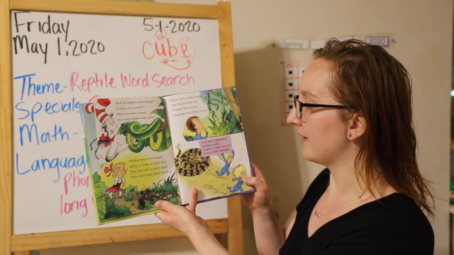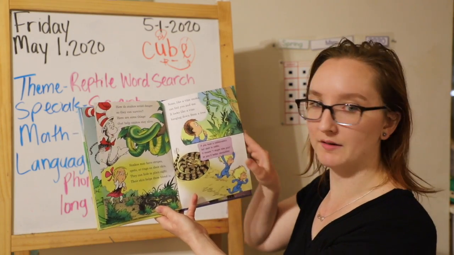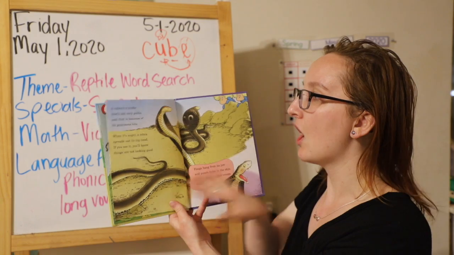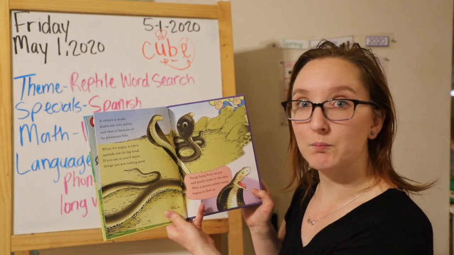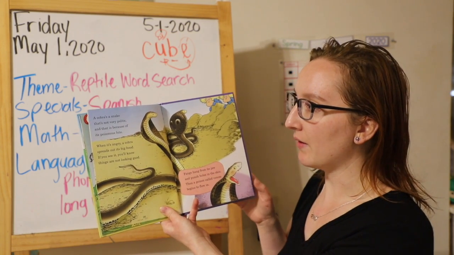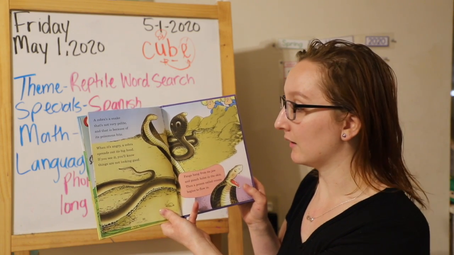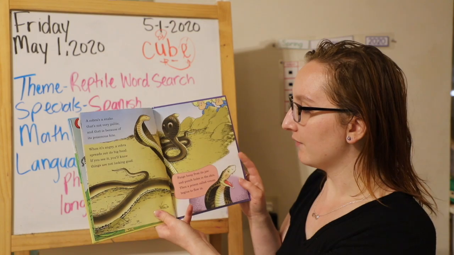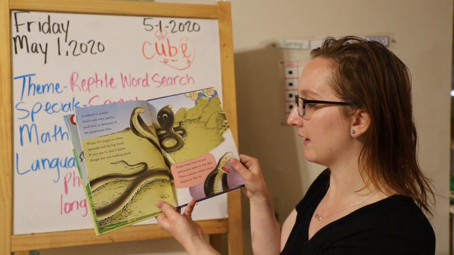If you hear a rattlesnake's tail start to rattle, it means I might bite you, so you better skedaddle. A cobra is a snake that's not very polite, and that is because of its poisonous bite. When it gets angry, a cobra spreads out its big hood. If you see it, you'll know things are not looking good. Fangs hang from its jaw and punch holes in the skin. Then a poison called venom begins to flow in.